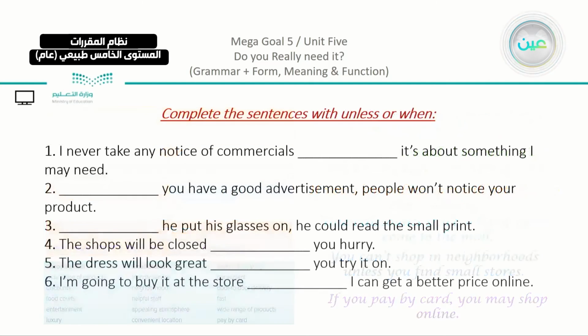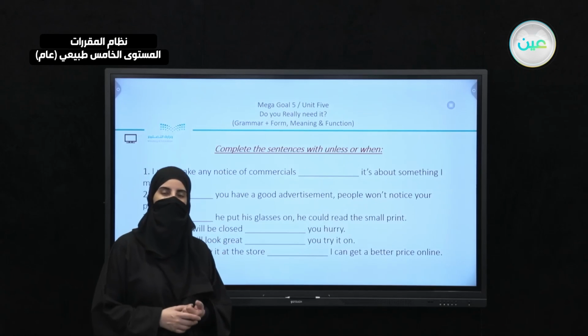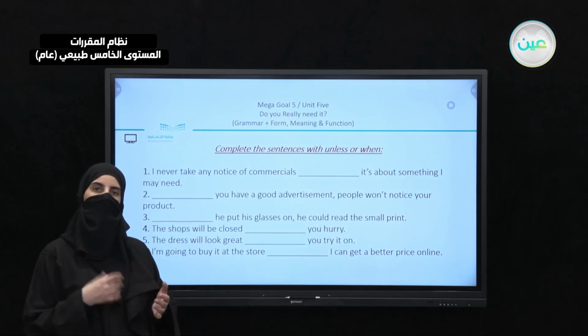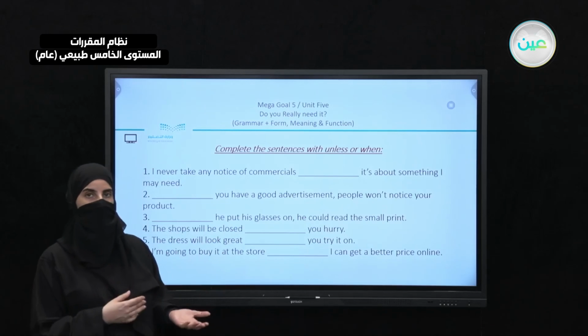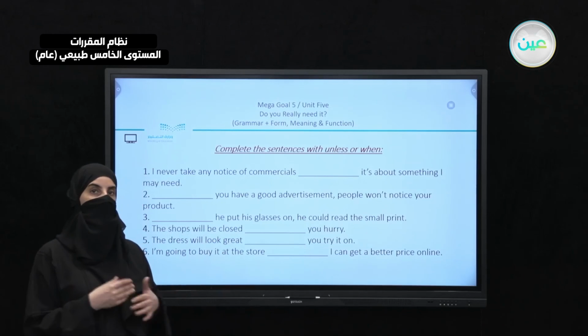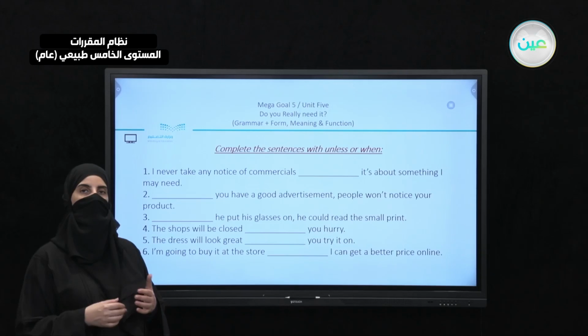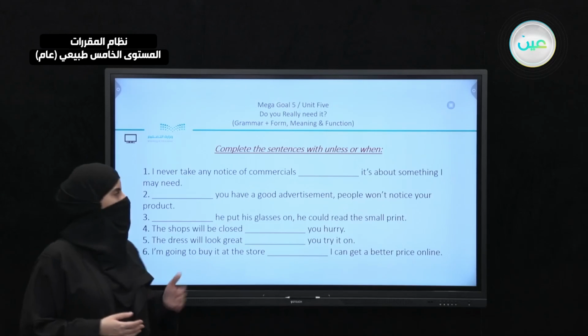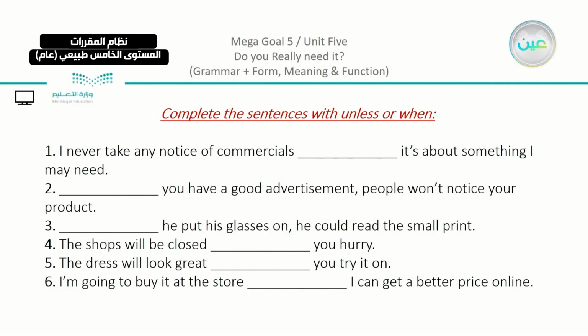So we have here the words. We have our last exercise. We're going to apply two words: either use unless, as we said, it has a condition meaning, or you can use when. So the first one: I never take any notice of commercials. It's about something I may need. So there is a condition. I never watch commercials unless it's about something I need. That's the condition.